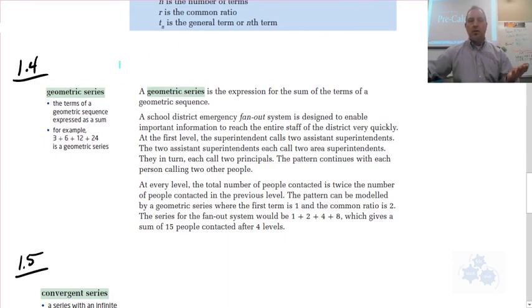Again, we've talked about geometric sequences. Now we're talking about geometric series. Again, that is the sum of all of the terms in a geometric sequence.